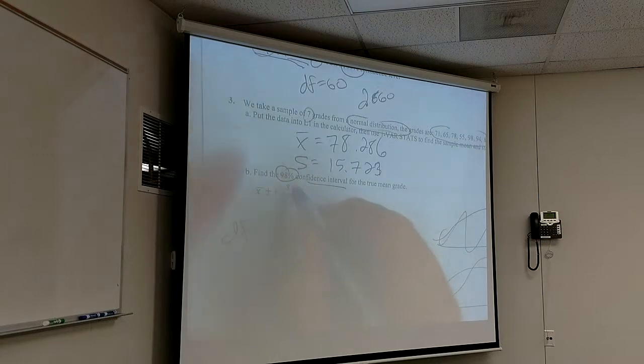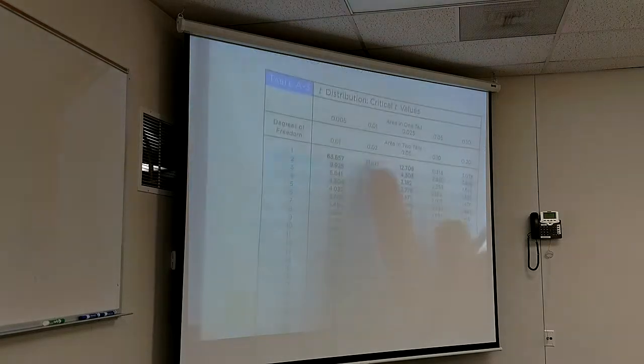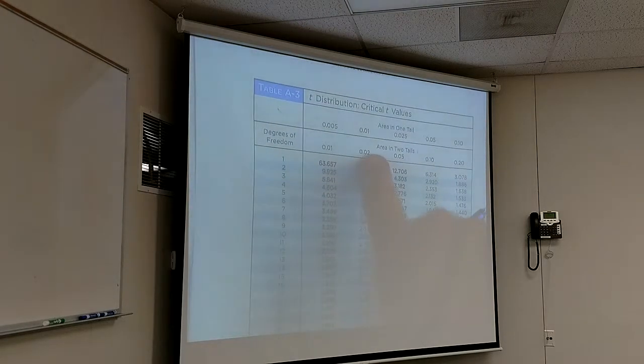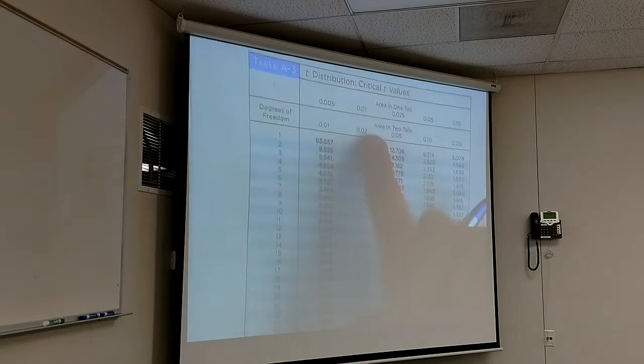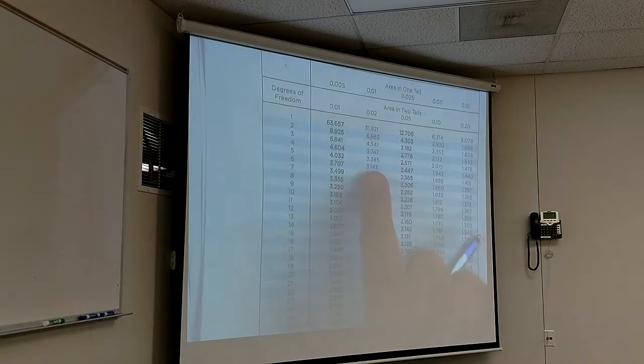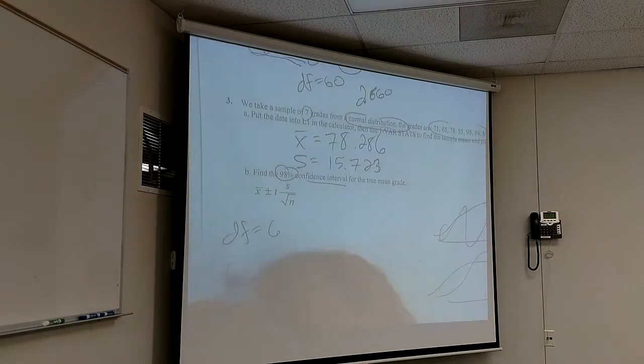6. I want to be 98% confident. That's going to relate to 2% in two tails. I stop at 6, and I get pi, 3.143. All right, it's close enough.